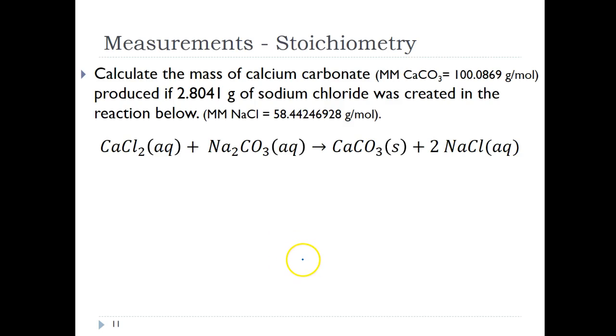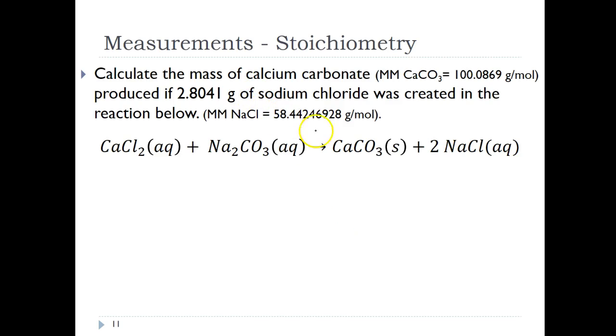So in this problem, I've got a balanced chemical equation given, and the question asks us to calculate the mass of calcium carbonate, and I gave the molar mass, that's what that capital M stands for, up there, which means I already added it together for you. You're welcome. So we're trying to figure out the mass of calcium carbonate that was produced if 2.8041 grams of sodium chloride was also created in this reaction, and then there's the molar mass of sodium chloride.